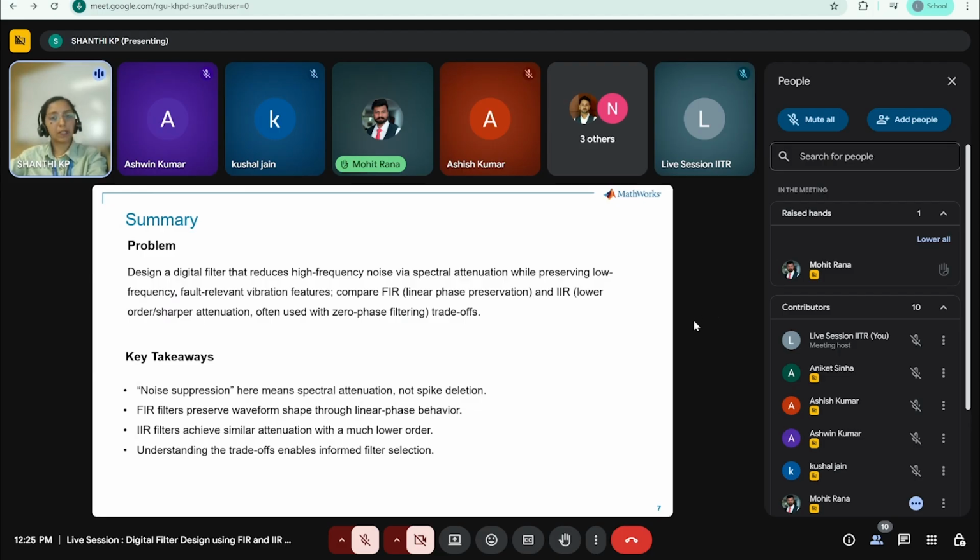Both FIR and IIR effectively remove high frequency noise from the noisy vibration signal. FIR filters are preferred when waveform shape and timing are important, and if the computational complexity and lower order make sense, you can go for an IIR filter. An IIR filter is very much suitable for real-time and resource-constrained applications. So we can conclude that the choice between FIR and IIR depends on whether the priority is phase fidelity or computational efficiency.